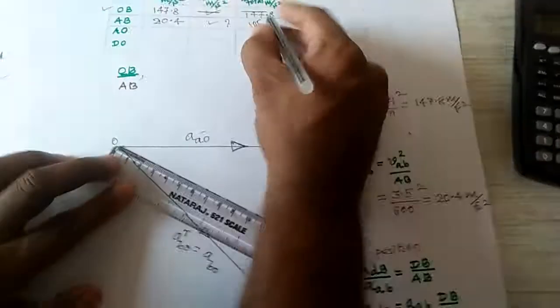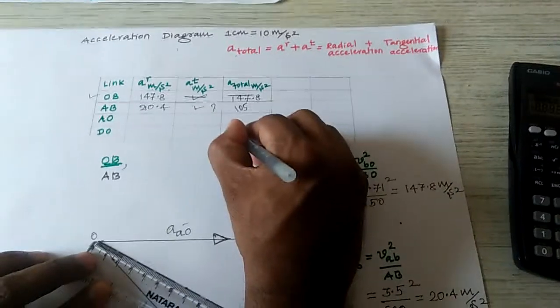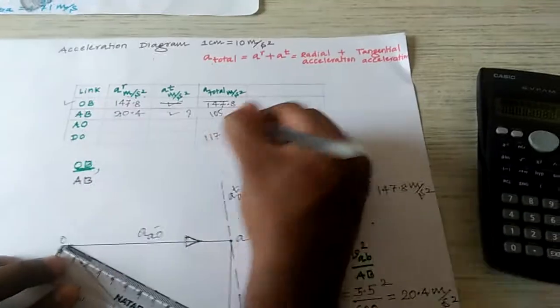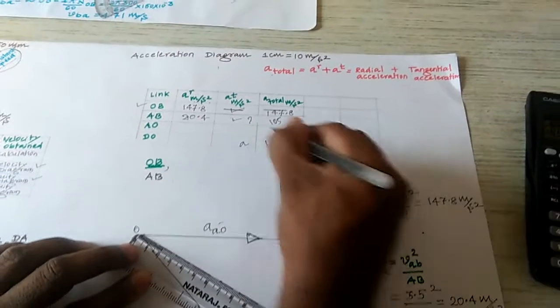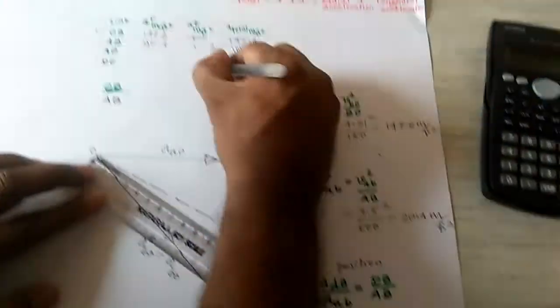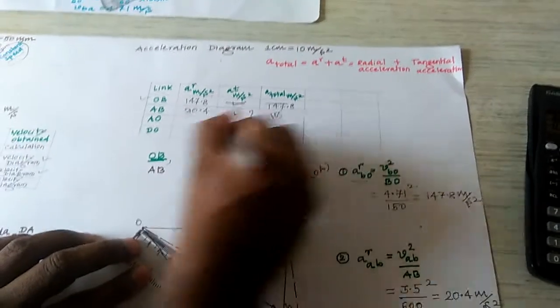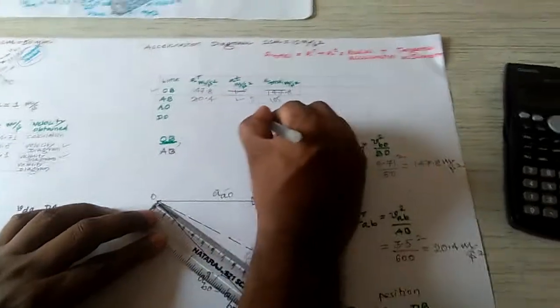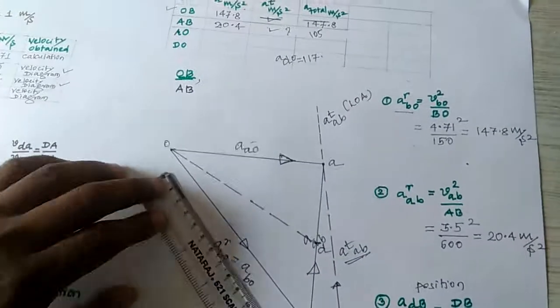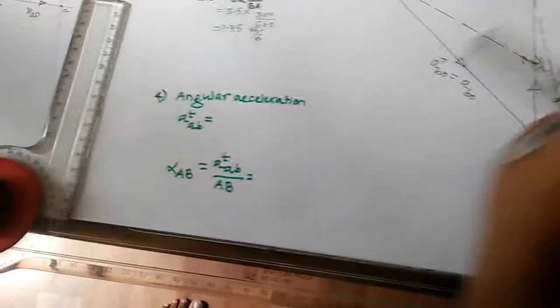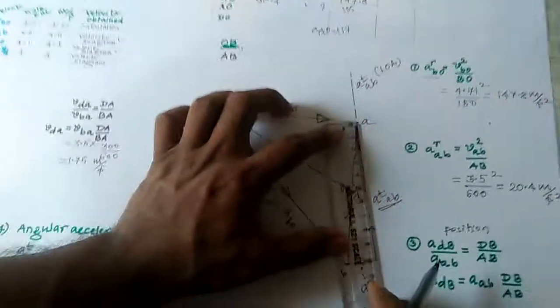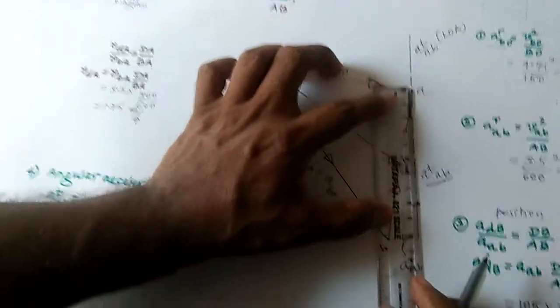117. This is the total acceleration, the acceleration of D with respect to O, in meters per second square. Then for the angular acceleration, you have to measure the tangential component.